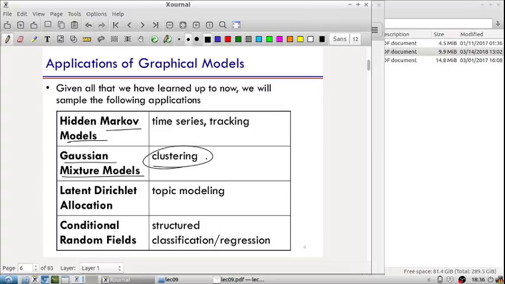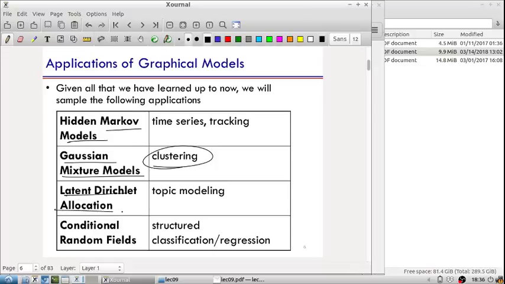It can be useful for clustering. You've seen k-means, right? K-means has something to do with Gaussian mixture models and the EM algorithm. Maybe we'll just remark on it when we get there.